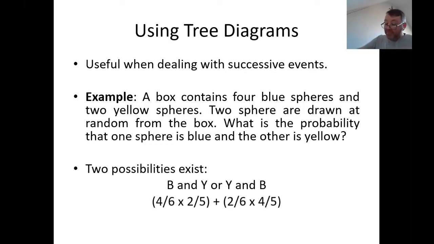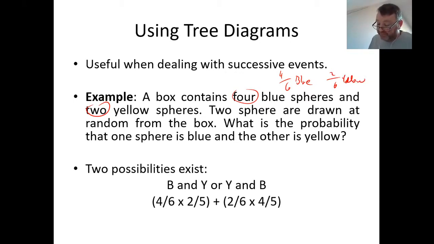Now, how many blue spheres are there? Well, there are 4 and 2, so there are 6 altogether. 4 of them are blue, and out of the 6, 2 of them are yellow. So we just make a note of those because they're the probabilities that we're going to use.